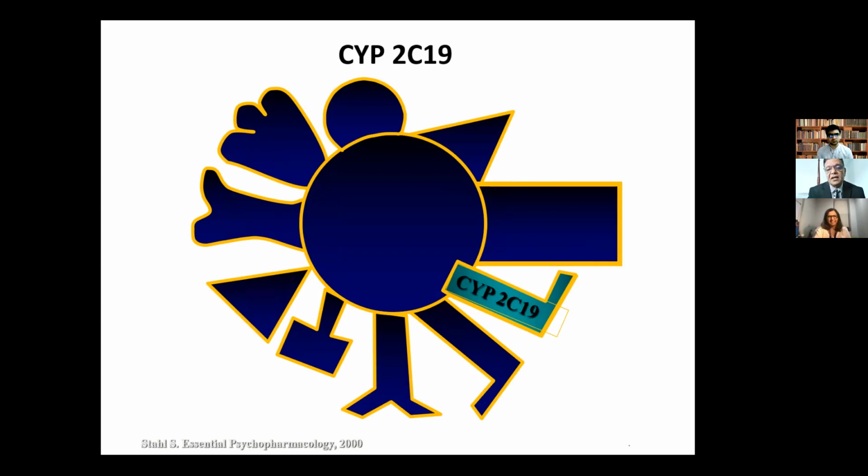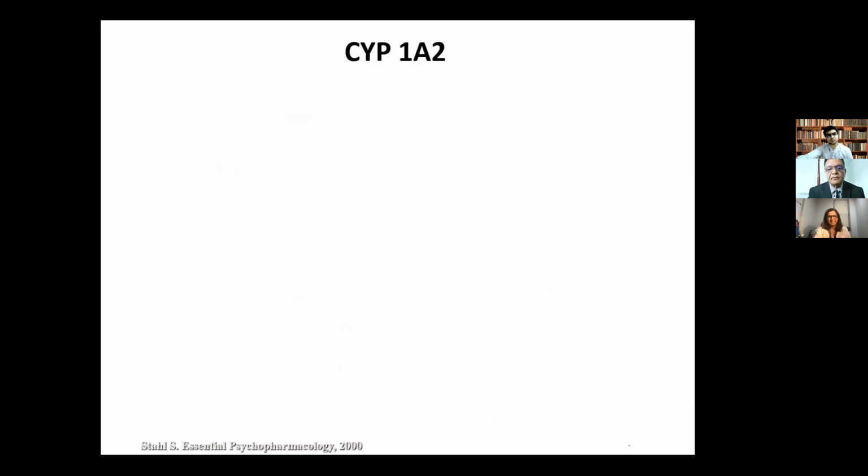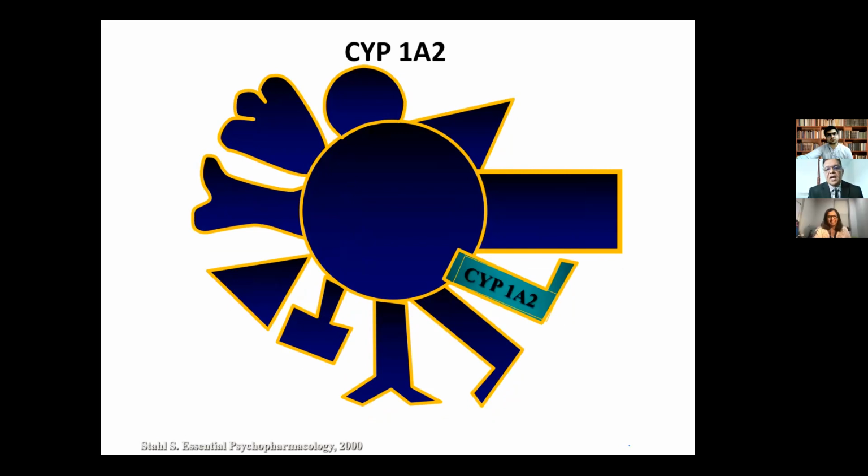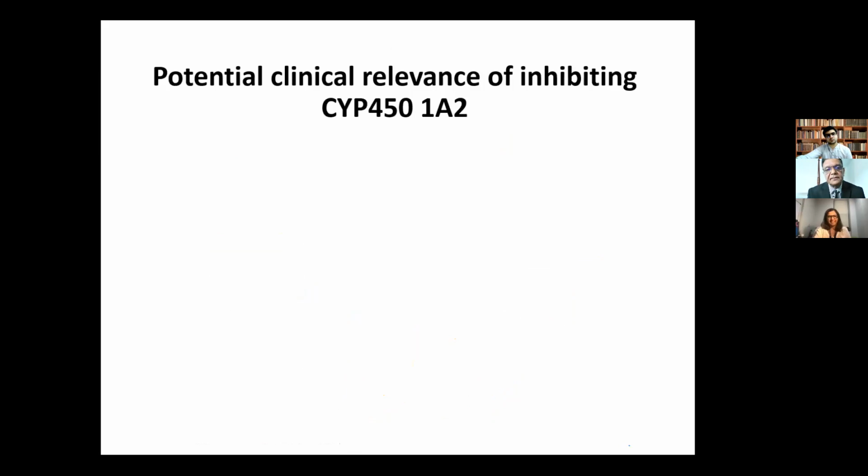So 2C19, do you remember which SSRI inhibits 2C19? We just talked about it, right? Fluvoxamine. And I need to add fluoxetine at high dosages, because that also inhibits 2C19, just to be complete. And then 1A2. The answer is the same, fluvoxamine. And fortunately, we don't have other drugs which inhibit 1A2. I'll tell you about the substrates. So that is important.